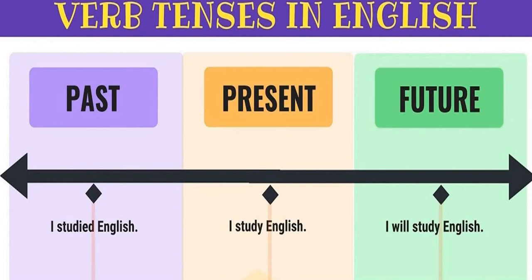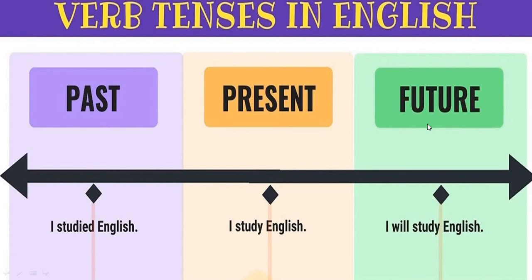Okay. There are three main forms of tense: past tense, present tense, and future tense. Here you just see the examples. Present tense, that means now or today. I study English in general. Okay, I study English. That means every day you do. Okay, and past is I studied English. Before I studied English, that is over.